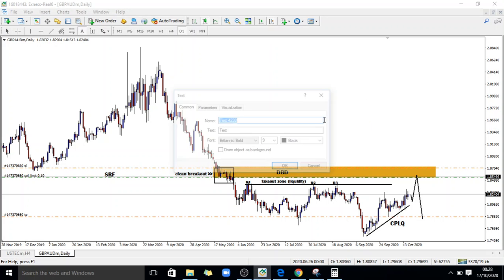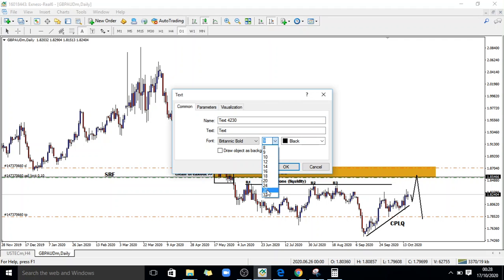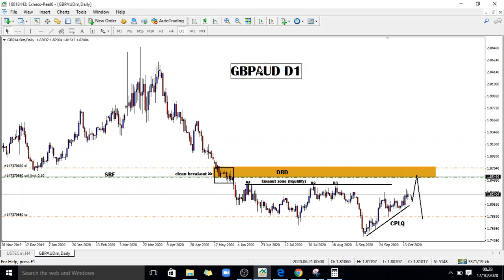So this is British pound, Australian dollar on the daily time frame, and this is a very high probability setup.